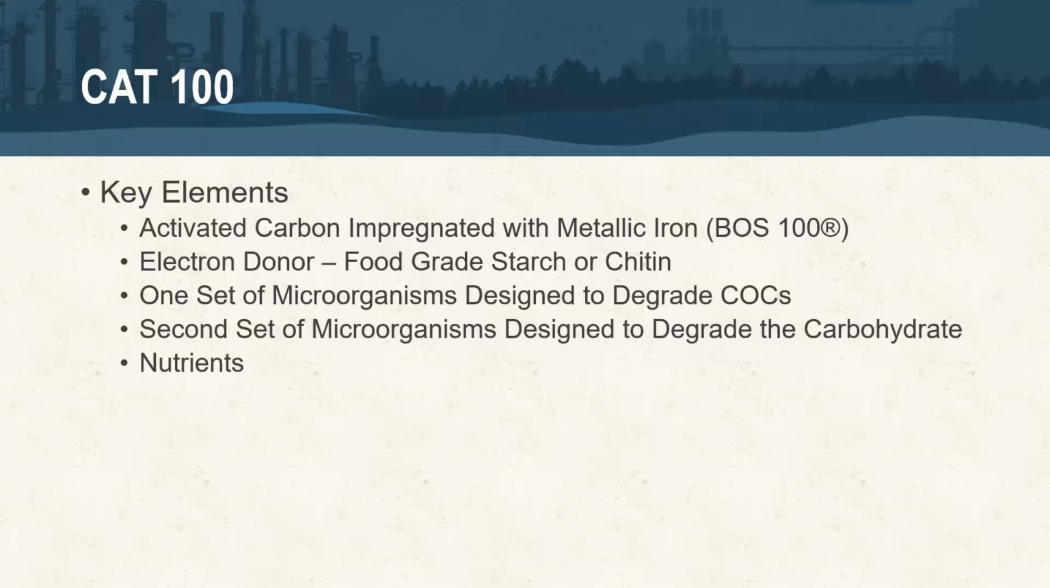So with the BOS 100, we add an electron donor. That can be either something like a food grade starch or chitin. We've used both. And there's a couple sets of bacterial cultures that are also applied. One set is specific to the CVOCs, and another set is designed to help break down those carbohydrates. And lastly, there's a nutrient package as well. So that's all slurried together, and it's all injected as one product as a slurry using direct push in these examples.